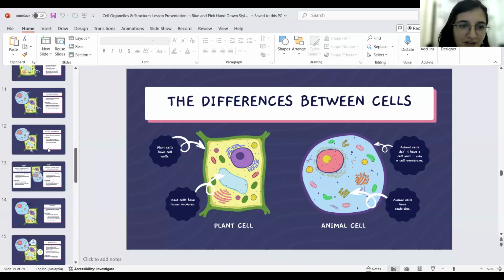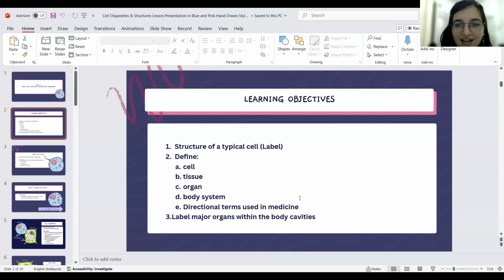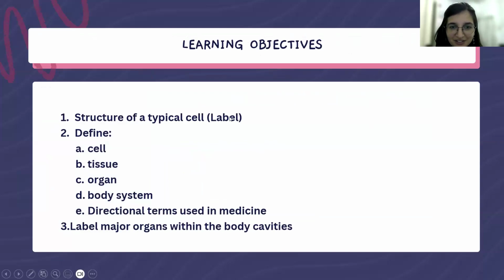next. So we'll go back to the learning outcomes for today. Today we did cover the structure of a typical cell, and I can see you guys can label the structures. You just need time to memorize those structures. Define a cell. You already know what a cell is. You already know what a tissue is. You already know what an organ is and body system, and you even know examples of each of these.